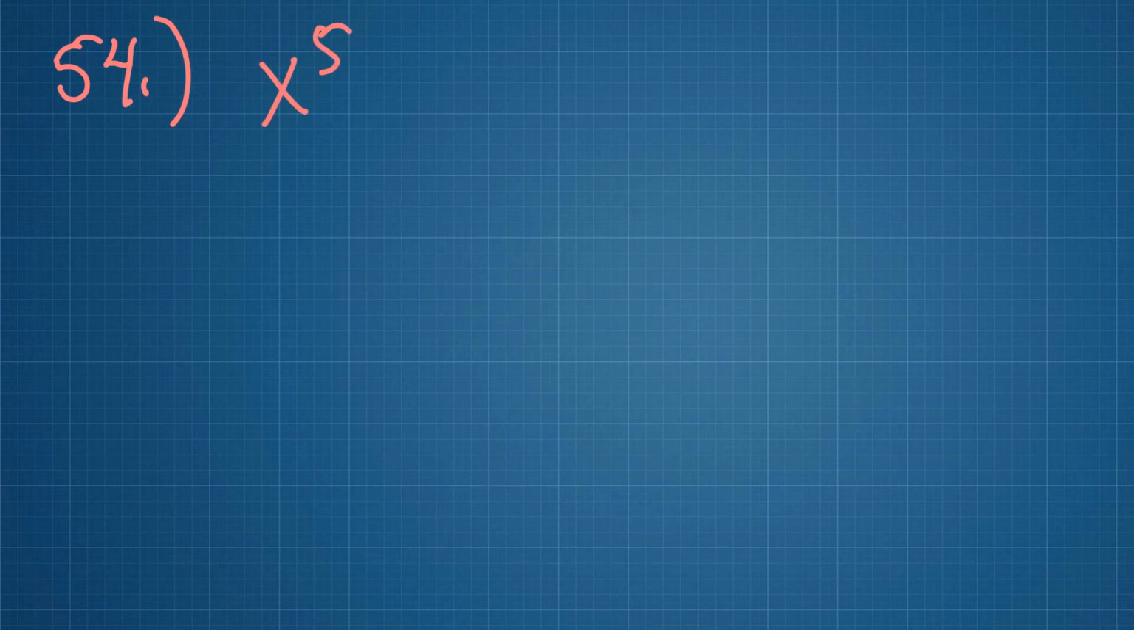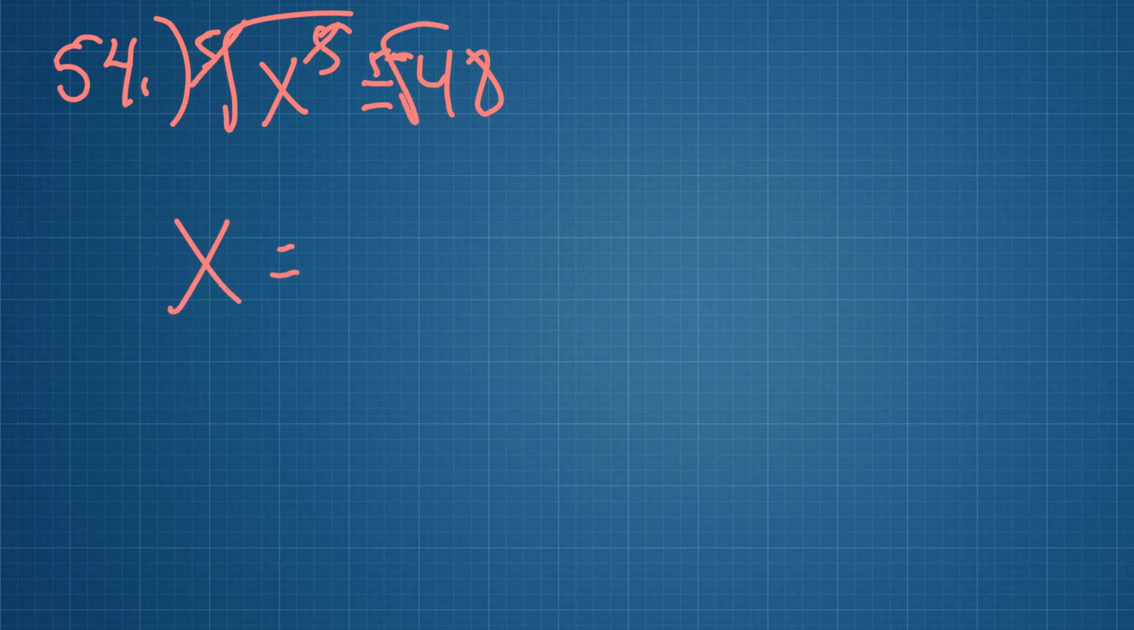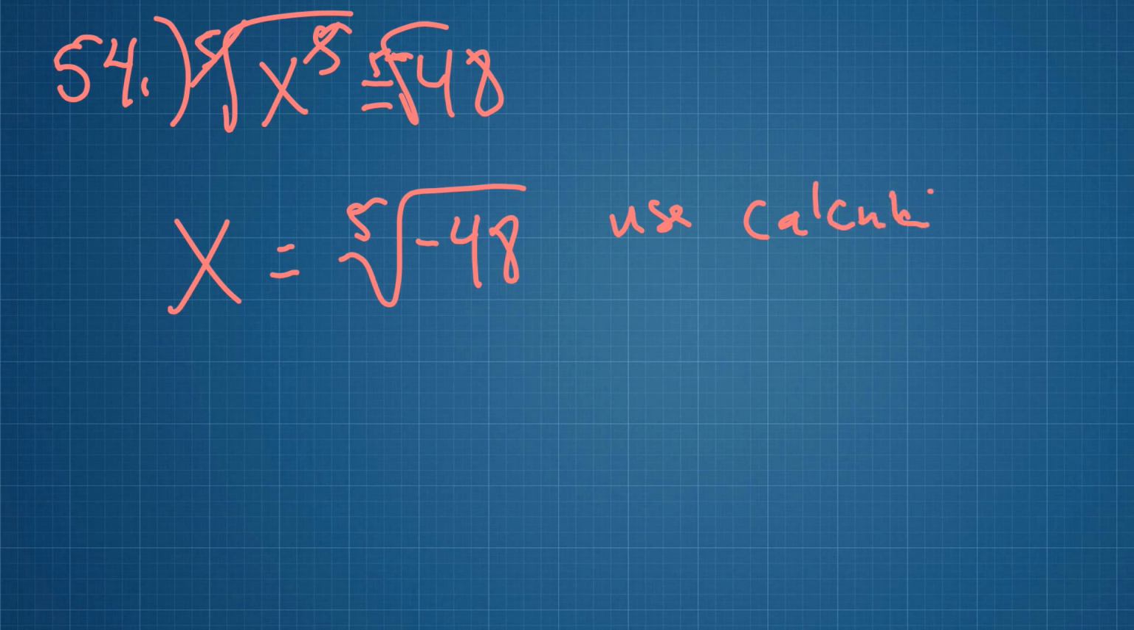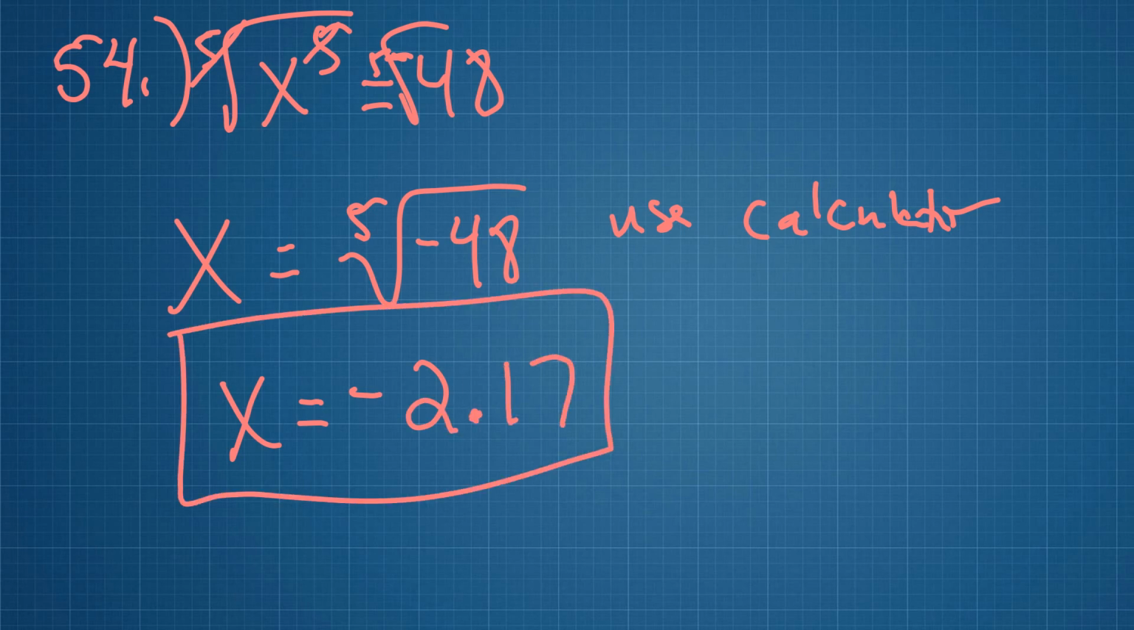54 is x to the 5th minus 48 equals negative 48. So when I do PEMDAS backwards, the only thing I have to do is the 5th root of both sides. Those cancel, so I have x is equal to the 5th root of negative 48. Today, you're allowed to use your calculator. We'll talk about how to simplify things like this in the future. But right now, use your calculator. Plug it in. You get x is equal to negative 2.17. That's it.